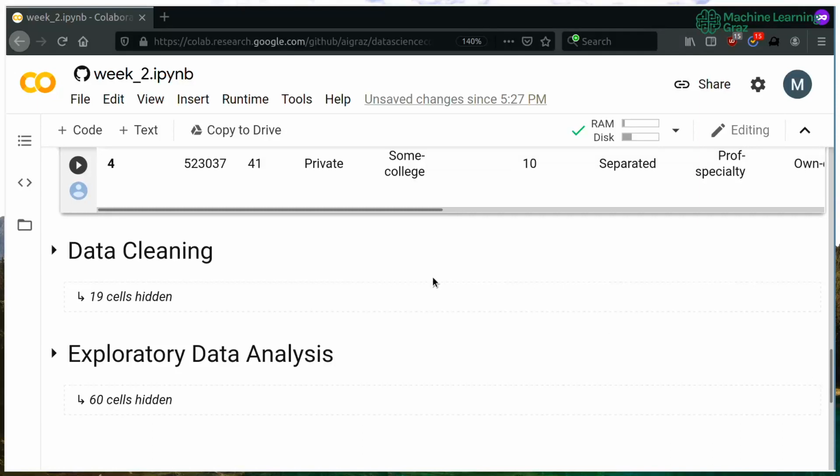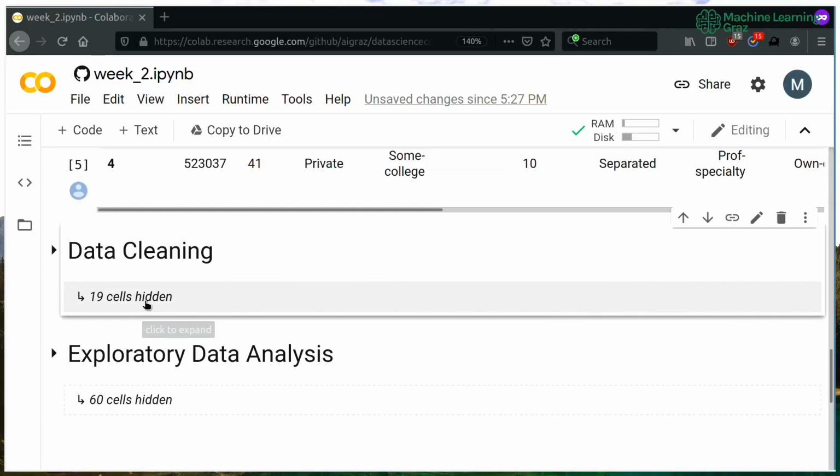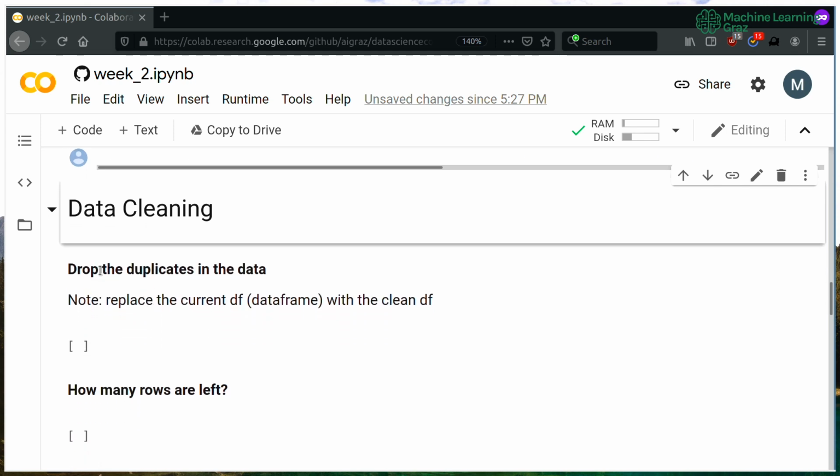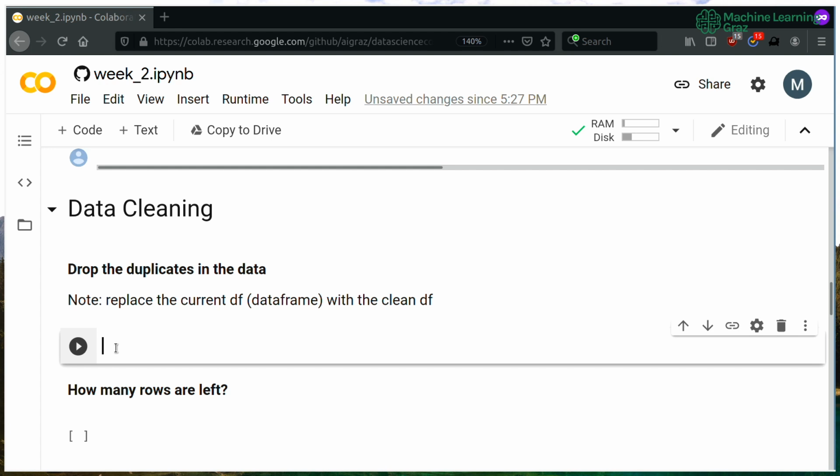If you go here on the notebook, we see this big topic here, data cleaning. If you press on it, it should expand, and we can see the first assignment here is to drop the duplicates in the data. And as Bogdan mentioned, it's very important that you replace the current data frame with the data frame which has no duplicates anymore. So I will give you a hint now for this assignment, because I'm very nice to you today. We're going to write data frame equals, and the rest is your assignment.